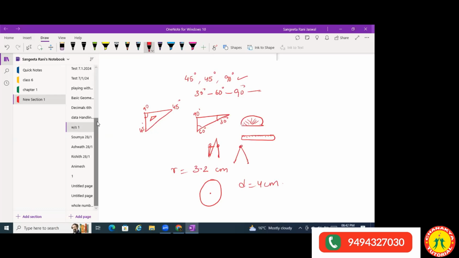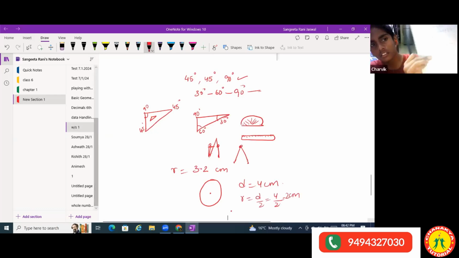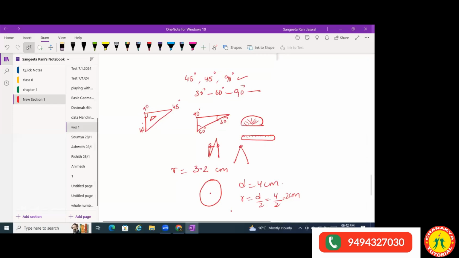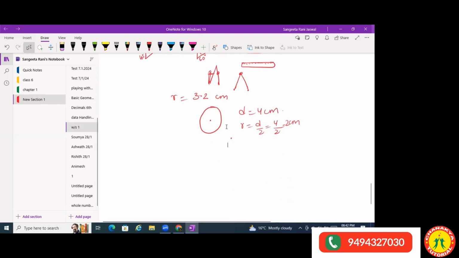Then you will make a circle with that radius. And children, listen. Everyone, please listen. When I told you to make a circle with radius 3.2 centimeters, on the side of that, you have to write the steps of construction also. This is a very necessary thing that you should write in constructions, that you will tell your teacher how you have made this.